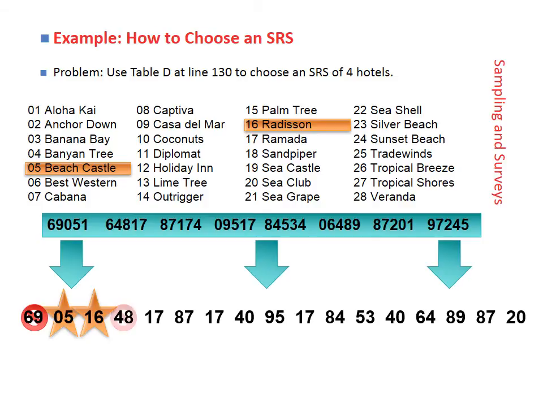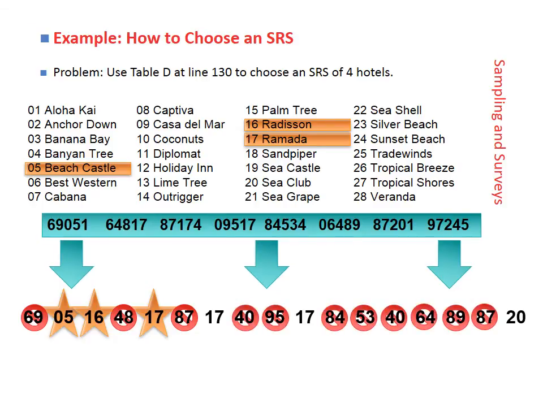Then we have label 48, which does not exist for our population of hotels. Then we come to label 17, which corresponds to the Ramada Hotel. Next is label 87. Again, we have no hotel with label 87. And then we come across 17 again. Now that's a repeat. We've already chosen the Ramada Hotel, so there's no reason for us to choose it again.